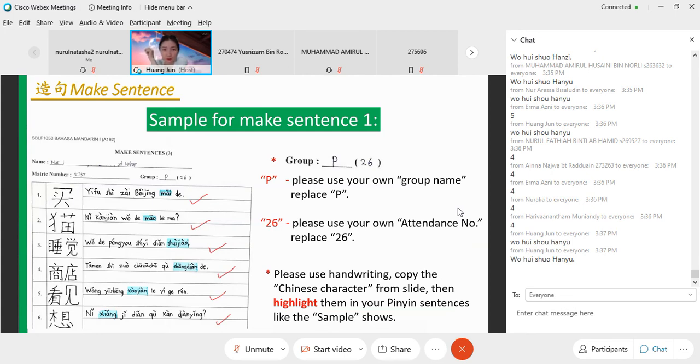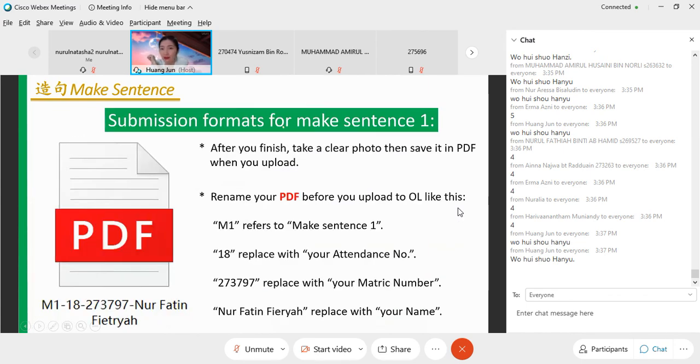Then this is about the example I already posted here. Make sure yours is the same as them. So clean and clear. Then the submission format for your mixed sentence, I already listed here. After you finish, take a clear photo, make a PDF when you upload. So rename your PDF with M1 for mixed sentence 1, attendance number, matric number, and your name here.